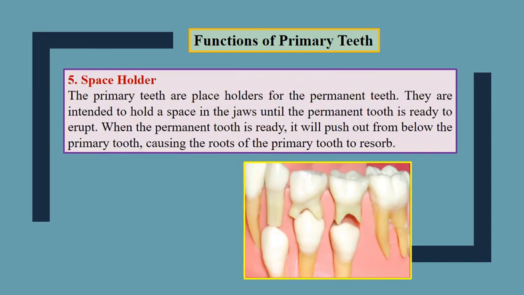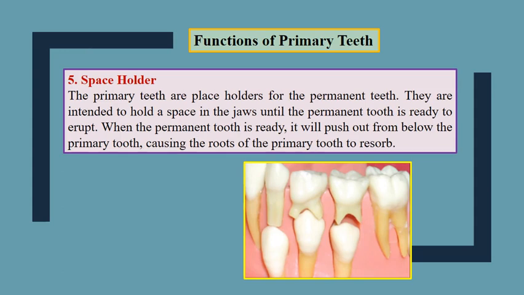The fifth function of primary teeth is that they act as a space holder. The primary teeth are placeholders for the permanent teeth. They are intended to hold a space in the jaw until the permanent tooth is ready to erupt.